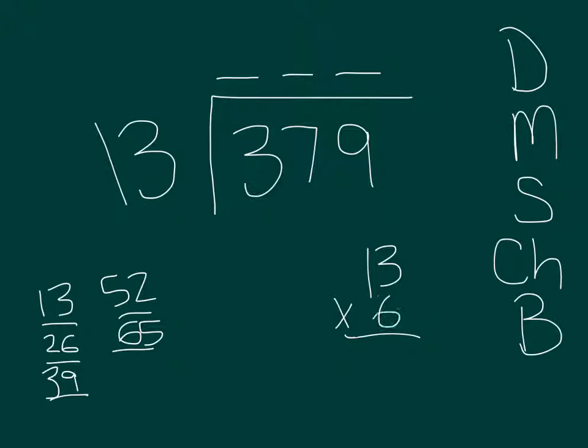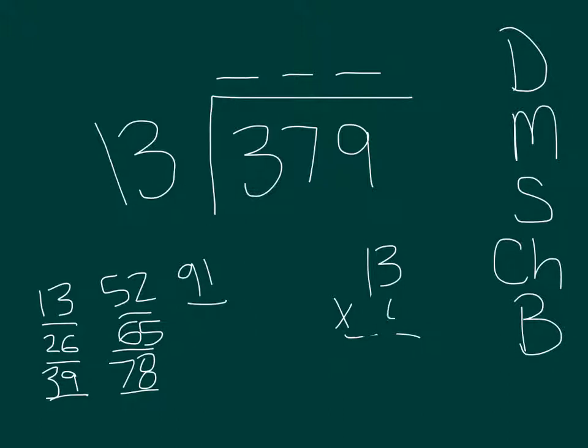13 times 6, 78. Thirteen times 7. 7, 14, 21. 1, carry my 2. 7 plus 2 is 9. 91. Now, not every time will you need all of your facts listed, but I tell students when in doubt, it would never hurt to show more than enough.